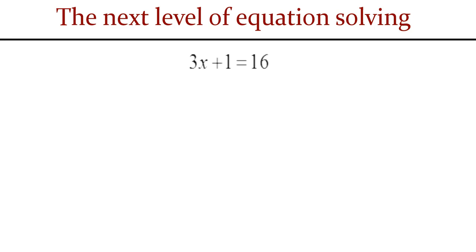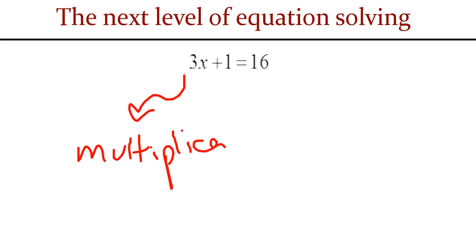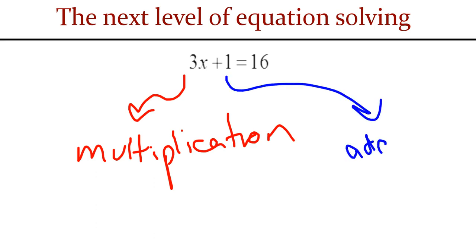So what we notice here with this equation is that there are two things that we're going to have to deal with. We have a 3 being multiplied by x that eventually we're going to have to use division to take care of. We also have a plus 1, an addition, that we're eventually going to need to use subtraction to take care of. And really, it's up to us which operation we do first.